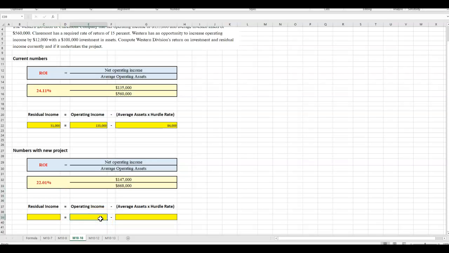So my new operating income is 147,000. My new average assets are 668,000 times my hurdle rate of 15%. So my residual income is now 46,800. And before it was 51,000. So both of these indicators are saying do not take on the new project. Of course, there are other issues that you might want to consider, non-financial issues, as always.